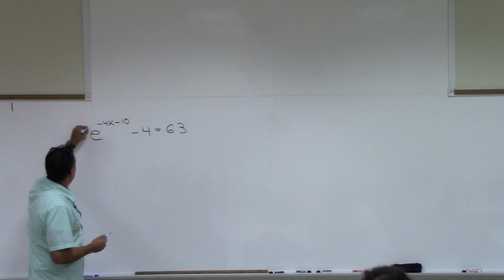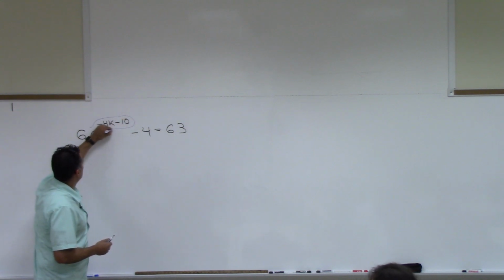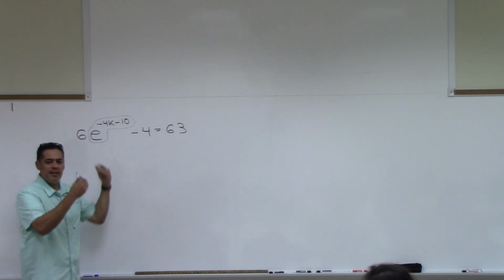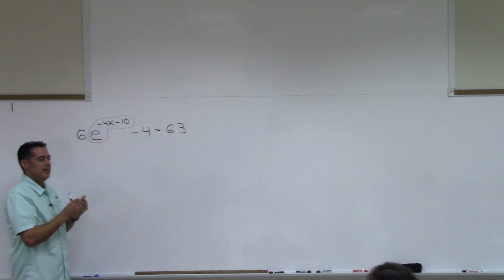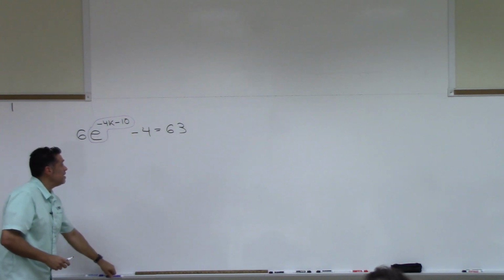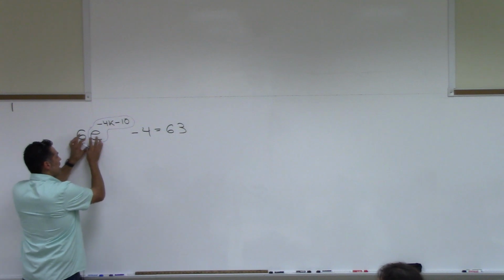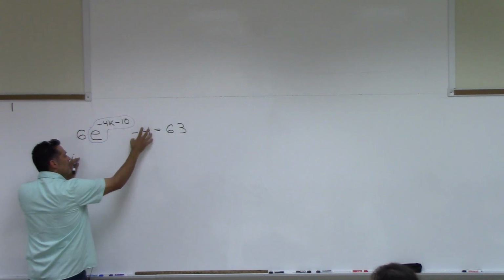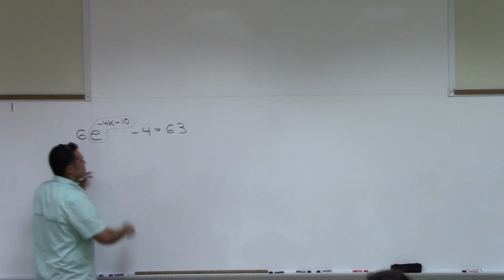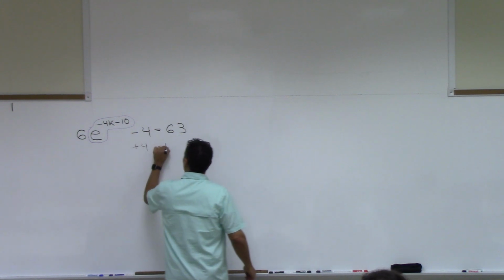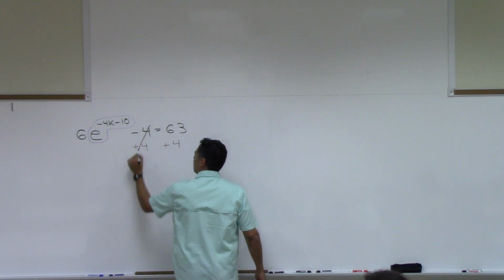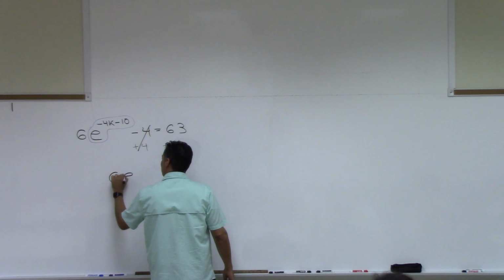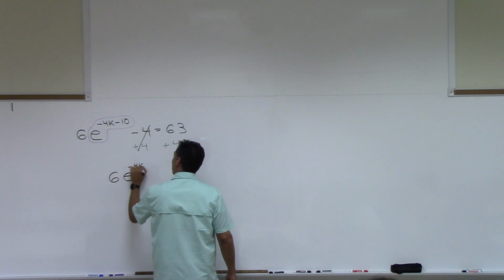All right, so trying to isolate the thing that's being raised to the power, right? So first things first, I see a 6 here attached with multiplication. I see a minus 4. I'm going to get rid of the minus 4 first. Add 4 to both sides. Goes away here. 6e to the negative 4k minus 10.